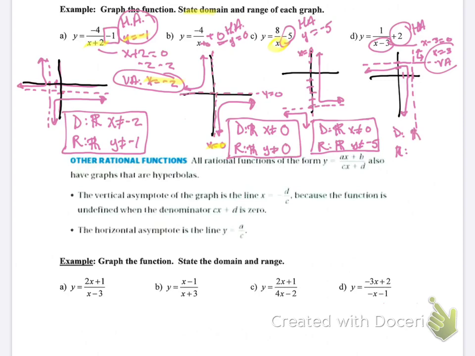Domain, you're going to say all real numbers, x cannot equal. Range, you're going to say all real numbers, y cannot equal. So what can x not equal? Just go and look and see what your vertical asymptote was. Oh, it was 3. So x cannot equal 3. Your horizontal asymptote was y equals 2. So y cannot equal 2. So if you just start by writing all real numbers, then you can just quickly say cannot equal.